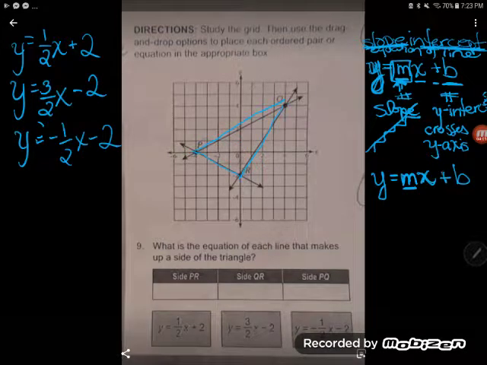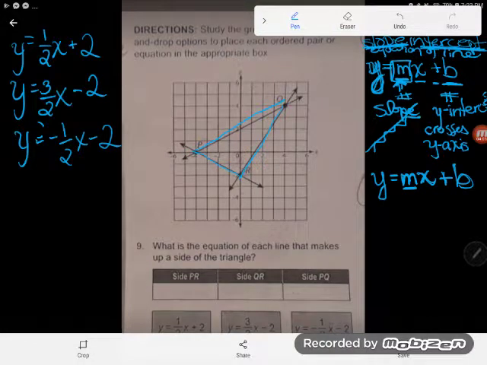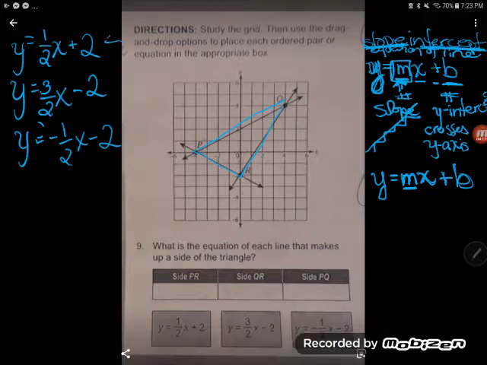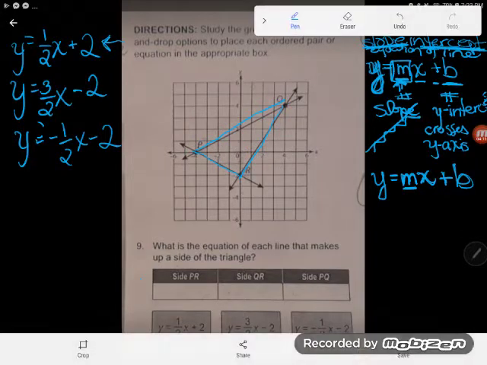Okay, so basically, when I look at this line right here, I can see two things. Let me get out a different color pen.